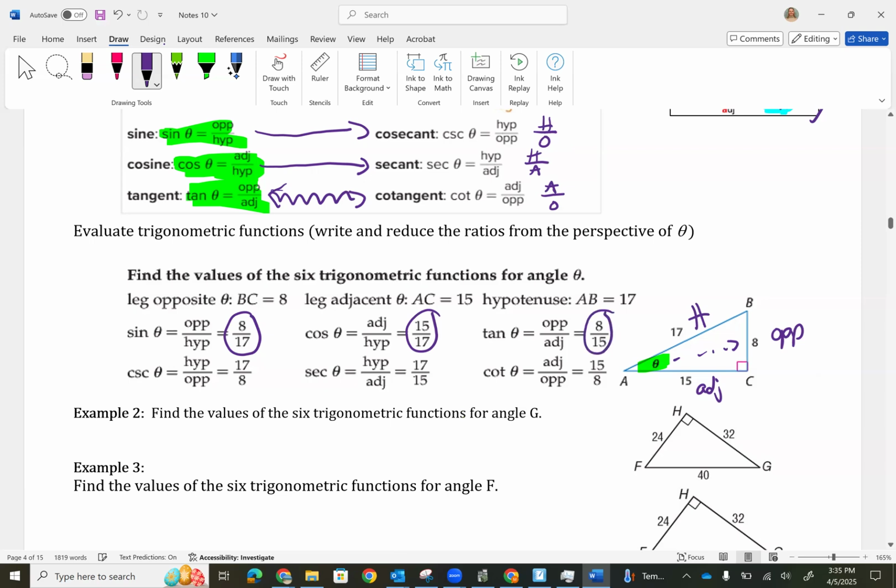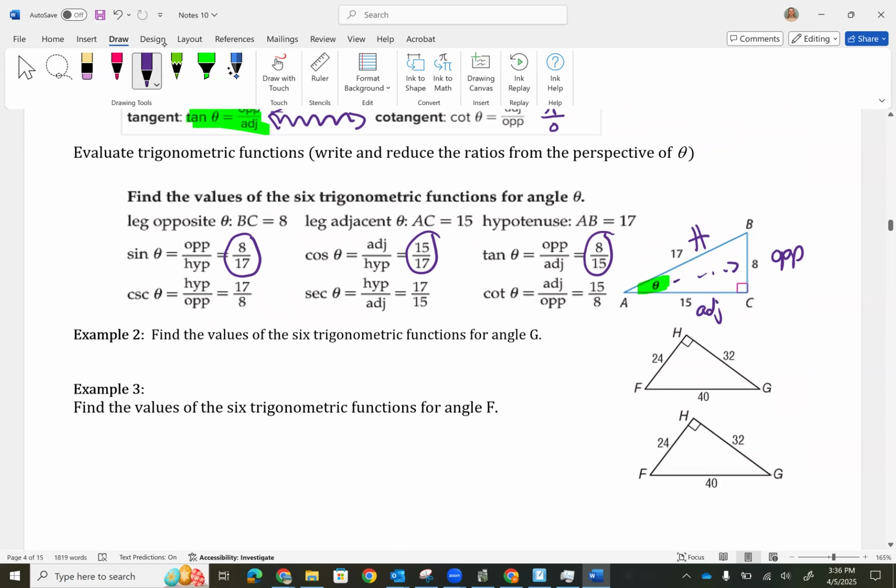And then tangent, again, you did those 3 last year. And then the reciprocal functions would be cosecant, the hypotenuse over the opposite leg, secant, the hypotenuse over the adjacent leg, and then adjacent over opposite for cotangent. So it's just the reciprocals of the 3 you learned last year, okay? Because that's the only way you can arrange things: you've got 3 sides, and you can put them one way in a fraction or as its reciprocal.